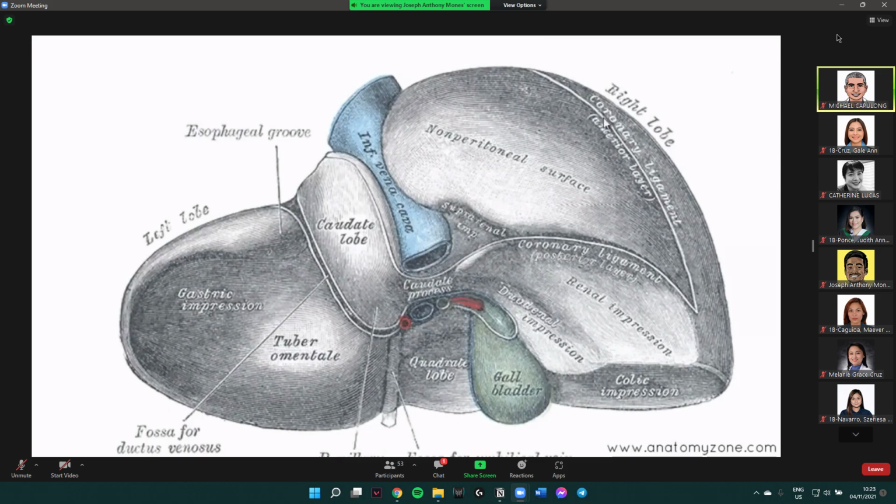This coronary ligament demarcates an area of the liver which is non-peritoneal. There's a bare area on the liver where there is no peritoneum. This is called the bare area of the liver, and this part of the liver is in direct contact with the diaphragm. The right triangular ligament is formed in this lower extremity of the bare area of the liver, where these two layers of the coronary ligaments fuse, and this right triangular ligament passes to the diaphragm.